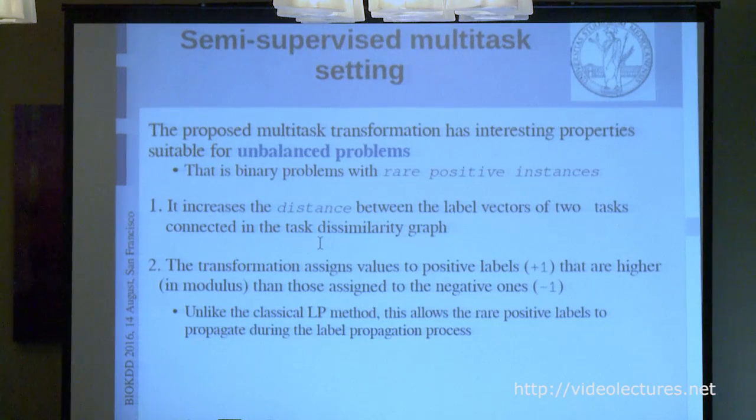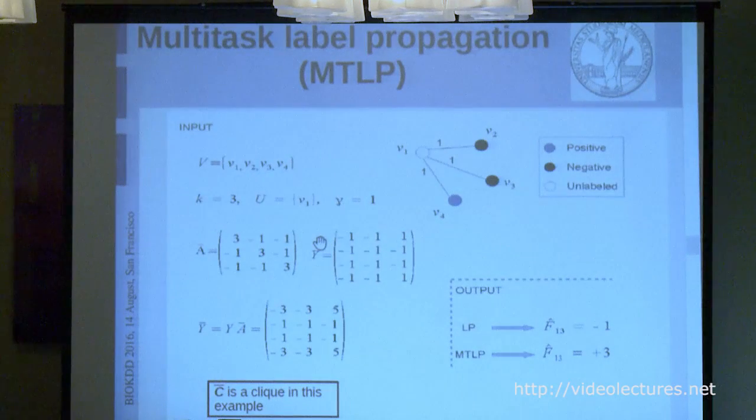And so what happens is that when you have such kind of labelings, usually in the propagation of labels, negative labels overwhelm the positive ones. This is what any kind of learner performs. But after our multitask transformation, this doesn't happen. Positive labels can propagate more than the base LP method. I report here a slide in order to show this behavior, why this happens.